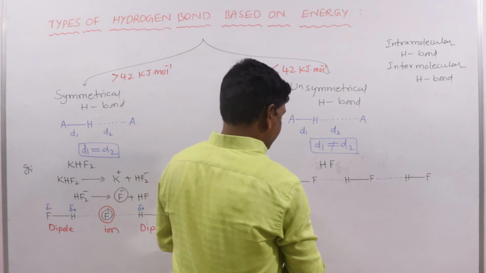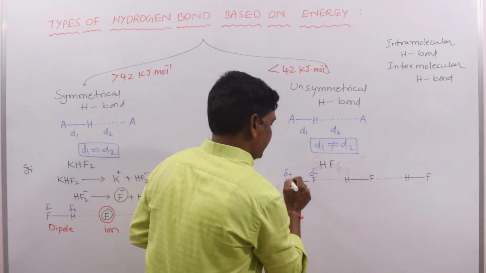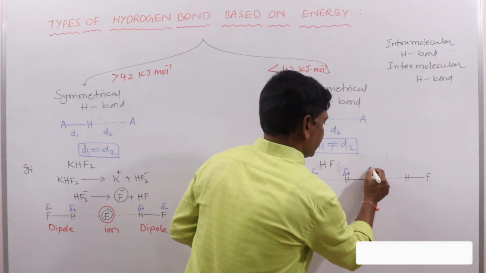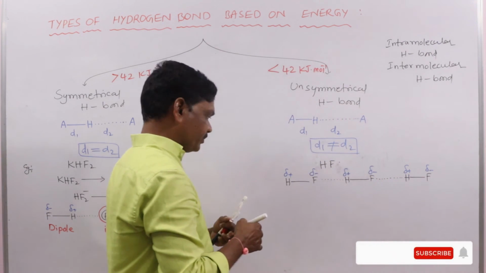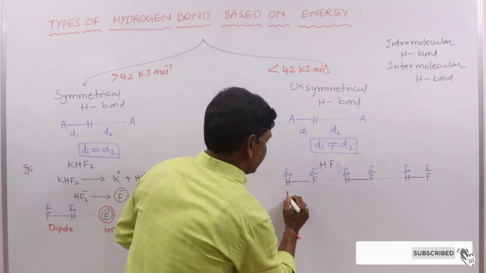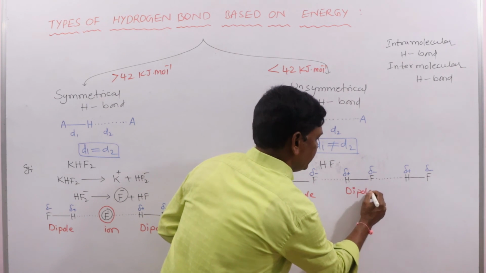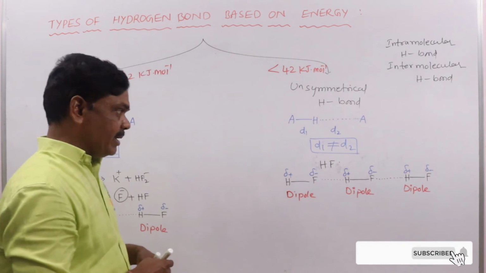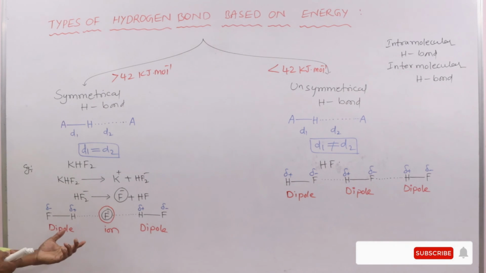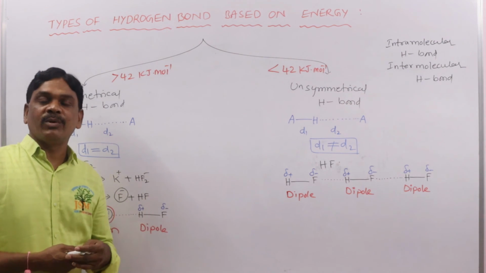But in the other case, there are partially negative and partially positive charges. Completely, it is a dipole, and this is also a dipole. So here only dipole-dipole interactions are there, while in the other case ion-dipole interactions are there. We know that ion-dipole interactions have more strength when compared to dipole interactions.